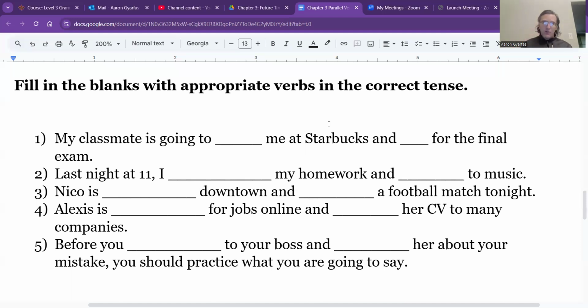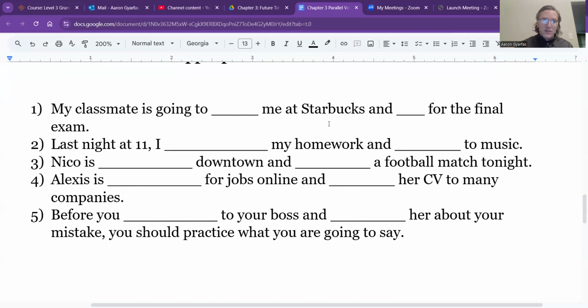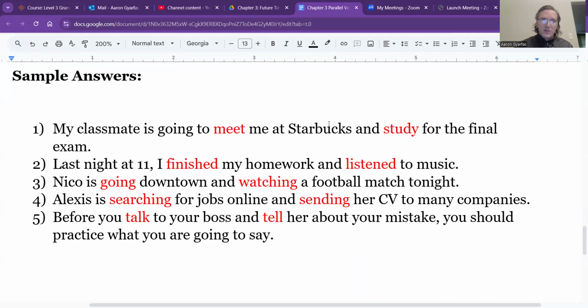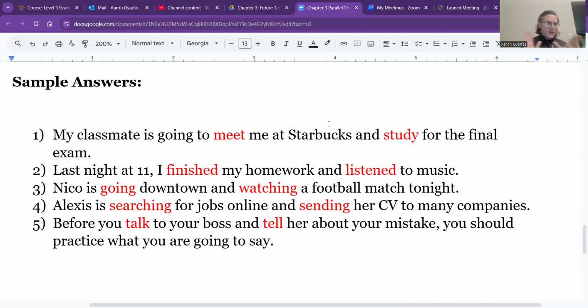Okay, I hope that you've tried this out and now you can see some possible answers. These are sample answers. Your answers may be a little different if you chose different verbs. But number 1, my classmate is going to meet me at Starbucks and study for the final exam. Be going to, so those two verbs need to be the base form. Meet, study.